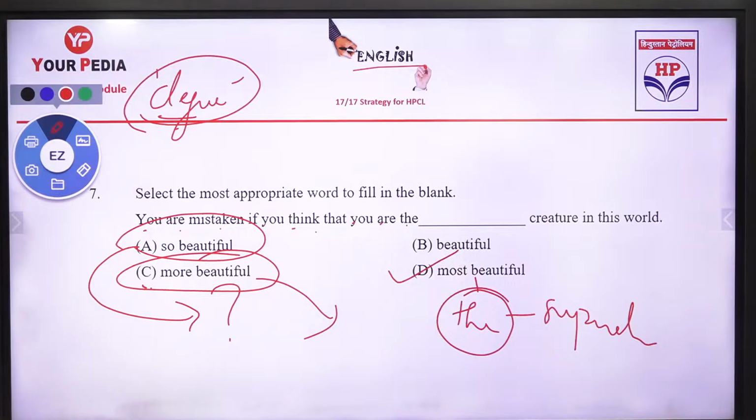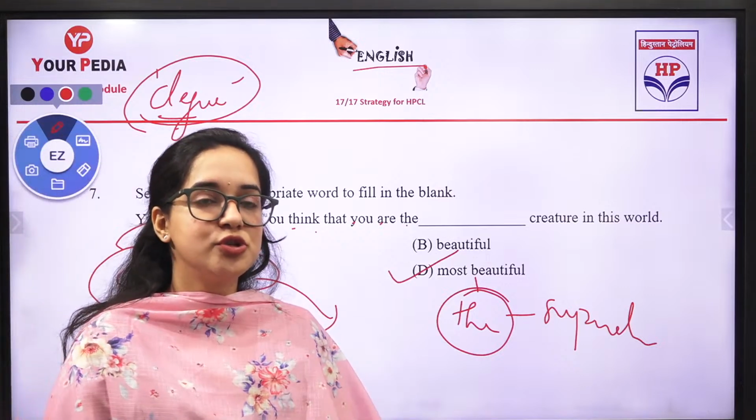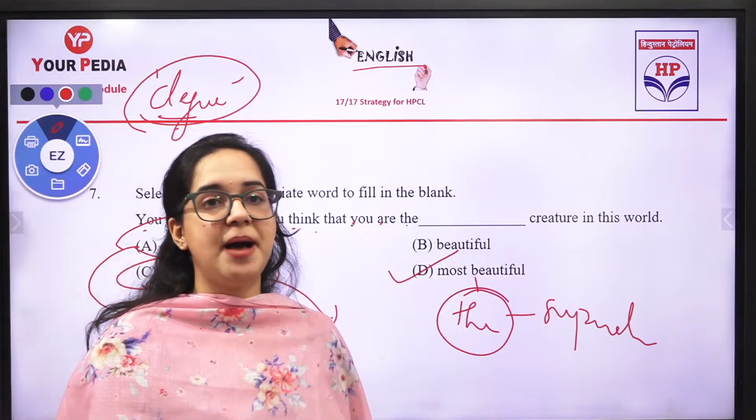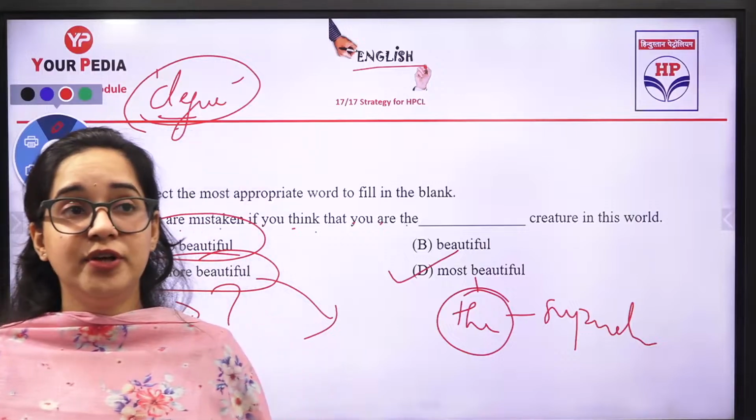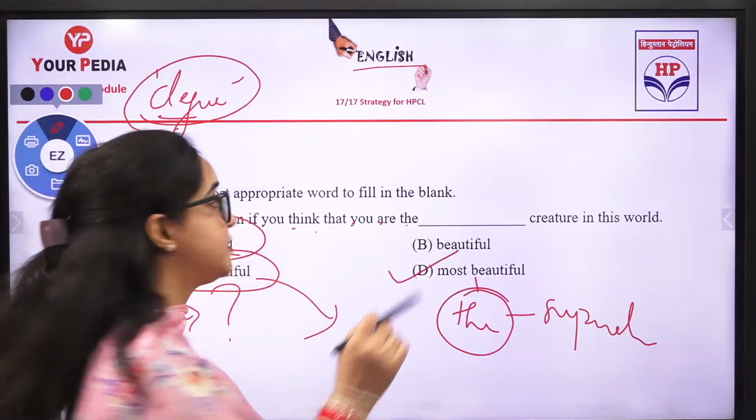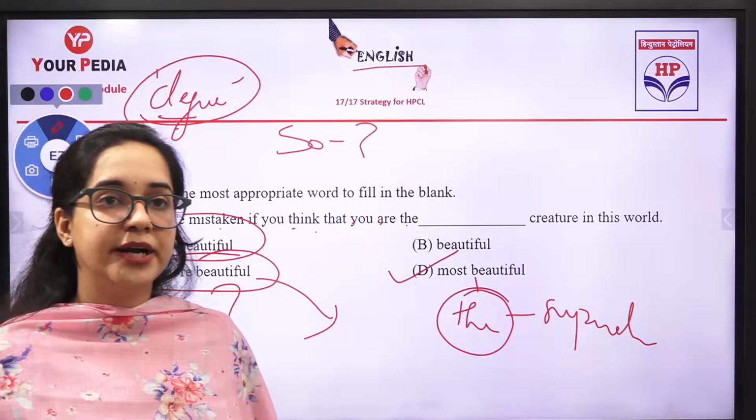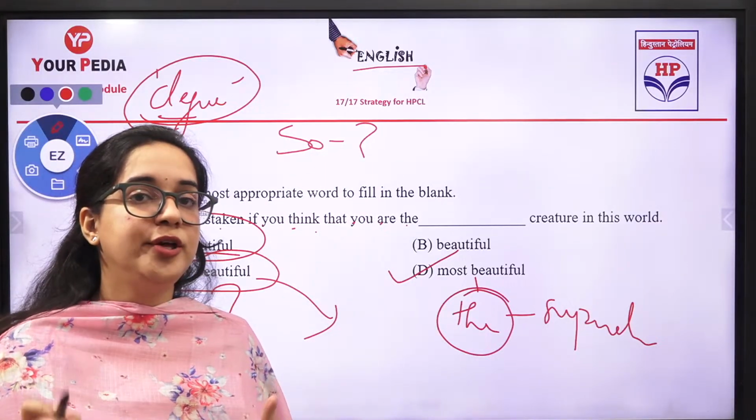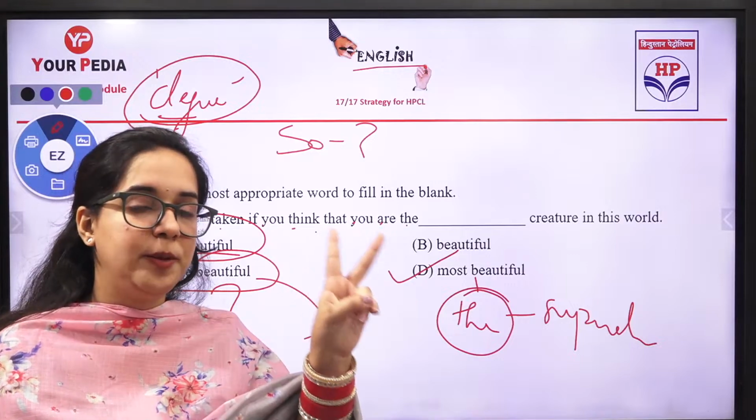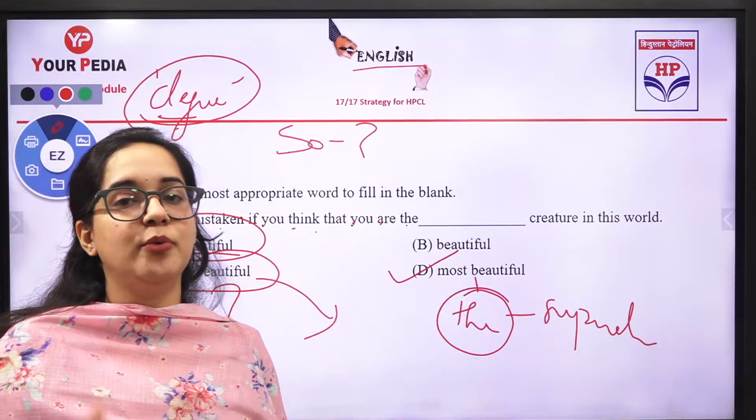Tell me fast. Comparative. For comparative what? Nitish. So or more? So आएगा कि more आएगा? किसमें comparison होता है? When we compare, more is in comparison, and so in, so किसमें होता है? Where do we use so? Tell me that. Where do we use so? More is in comparison. When two people are compared, we go for more beautiful. When more than two are compared, we use most beautiful.